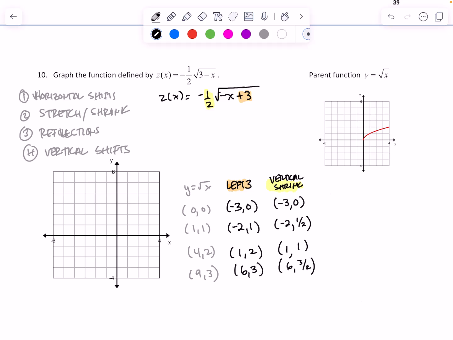So now we look for reflections. And we've got 2 of them. So we're going to take them one at a time. Let's start with the one on the inside. That negative x right there, that is a reflection in the y-axis. It tells us to take all of our x-coordinates and make them the opposite sign. Multiply them by negative 1. So we're going to get 3, 0, 2, 1/2, negative 1, 1, and negative 6, 3 halves.